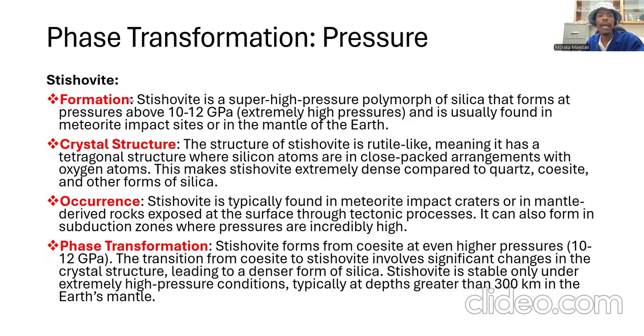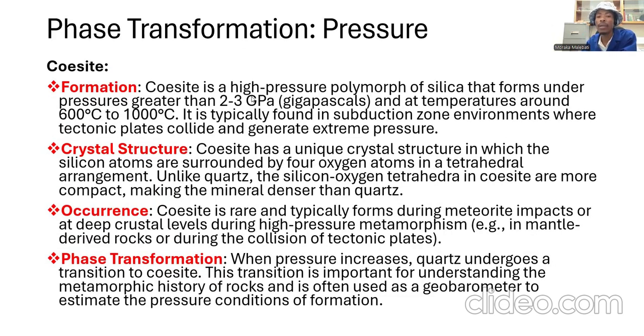Okay, Coesite is a high pressure polymorph of silica that forms under pressures greater than 2 to 3 gigapascals, and temperatures around 600 to 1,000. Okay, and this you usually find in subduction zones where two plates meet, and due to difference in densities, the heavier one will subduct. You usually find it there.